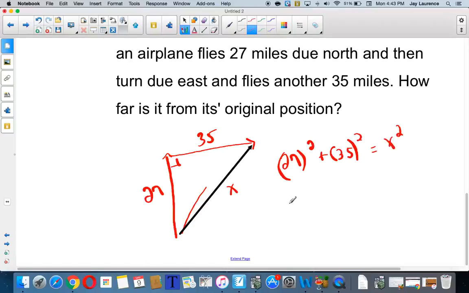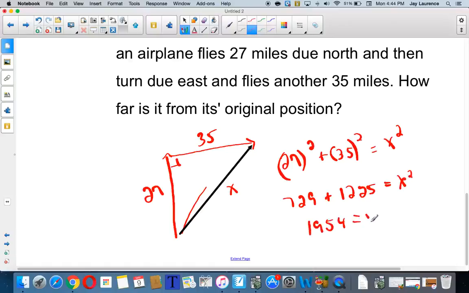All right, so 27 squared, I don't know off the top of my head. 27 squared is 729. Oh, I should have known that now that I see it. Plus 35 squared is 1,225. That one I do know. Equals x squared. I'm going to add 1,225 to 729, and I come up with 1954, a very good year.